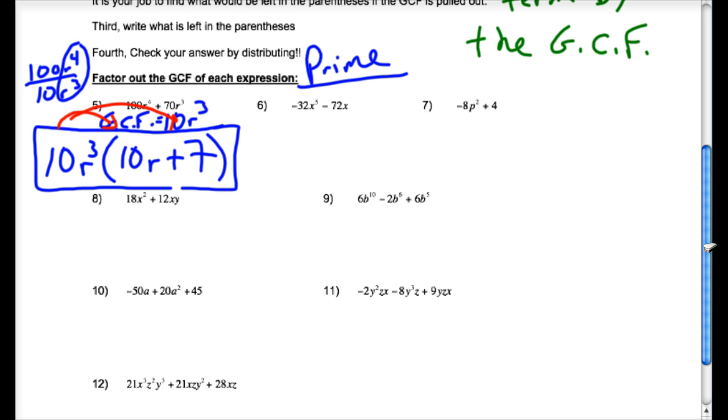Okay? Guys, guess what happens if both pieces are negative and it's a negative answer? It's a negative GCF, only if every piece is negative. So if one's negative and one's positive, then it will always be positive, because the negative sign's not common between the two. Let's look at it. What's the GCF of negative 32x to the 5th minus 72x?